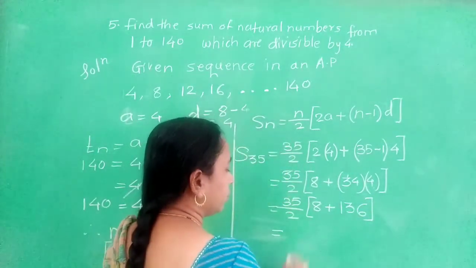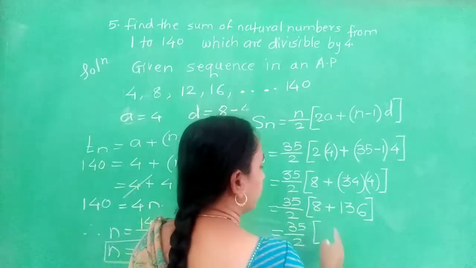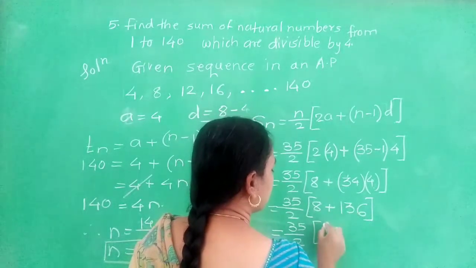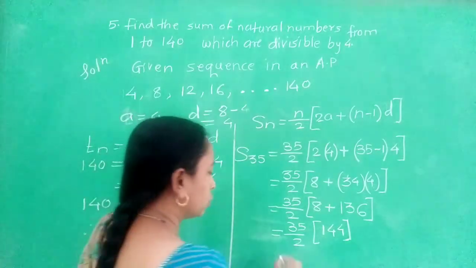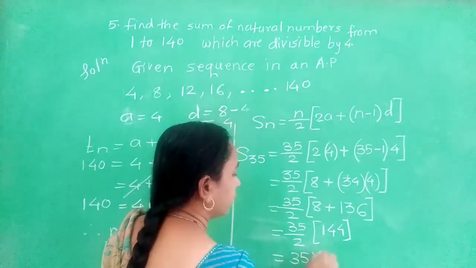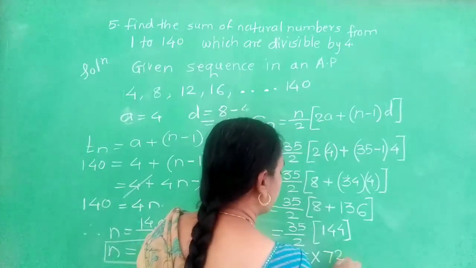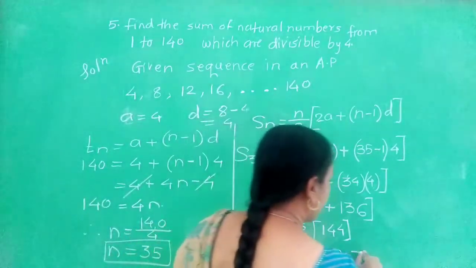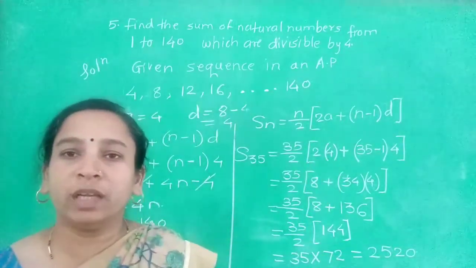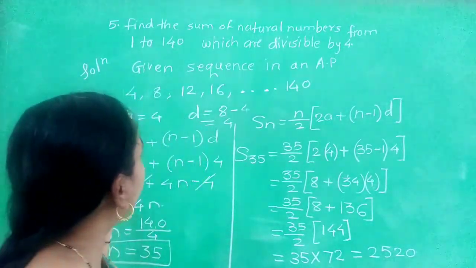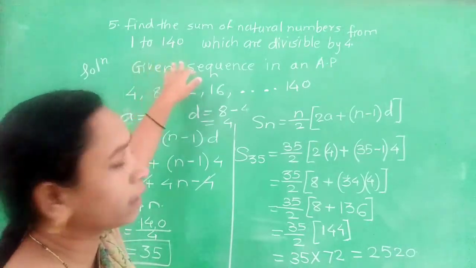So 35 upon 2. If we add these two, we will get the answer 144, which is divisible by 2. So after division, 35 multiplied by 72. After multiplication, we get the answer 2520.